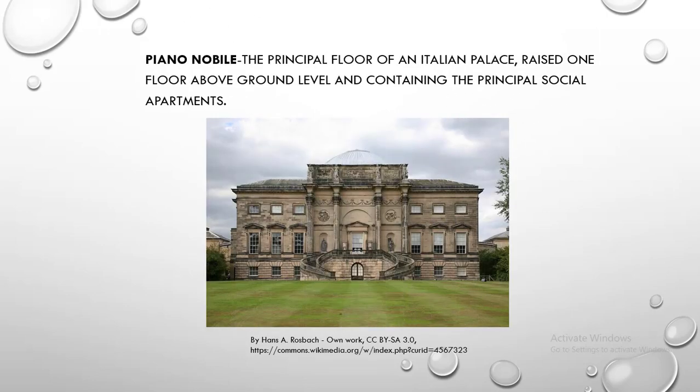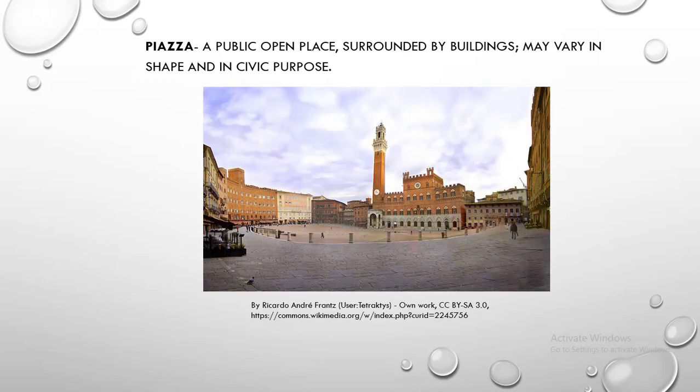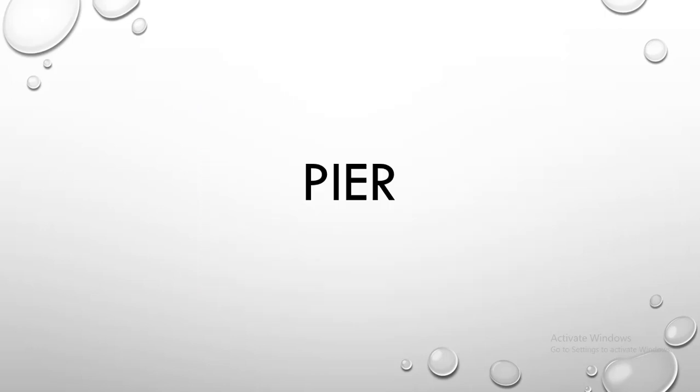Piano nobile. Piano nobile is the principal floor of an Italian palace, raised 1 floor above ground level and containing the principal social apartments. Piazza. Piazza is a public open place, surrounded by buildings, may vary in shape and in civic purpose.